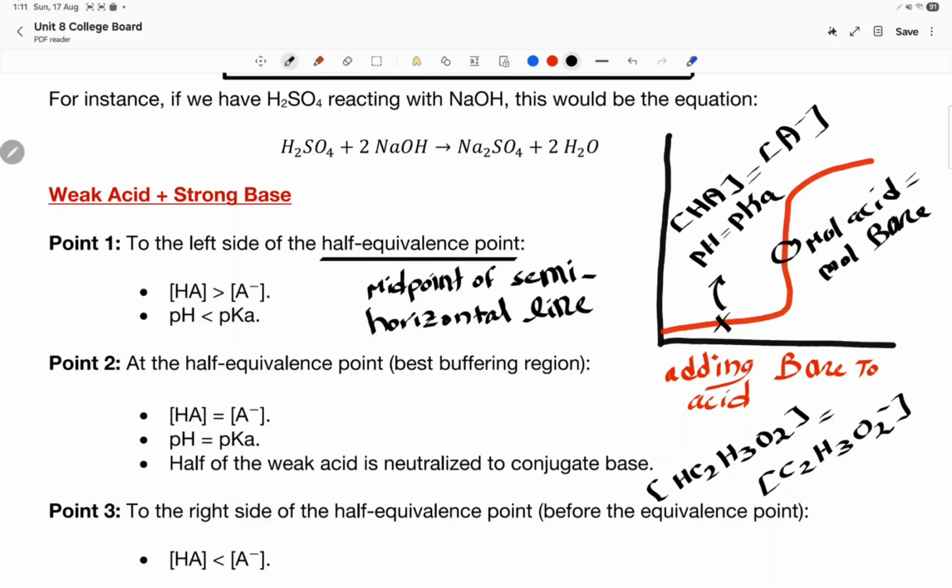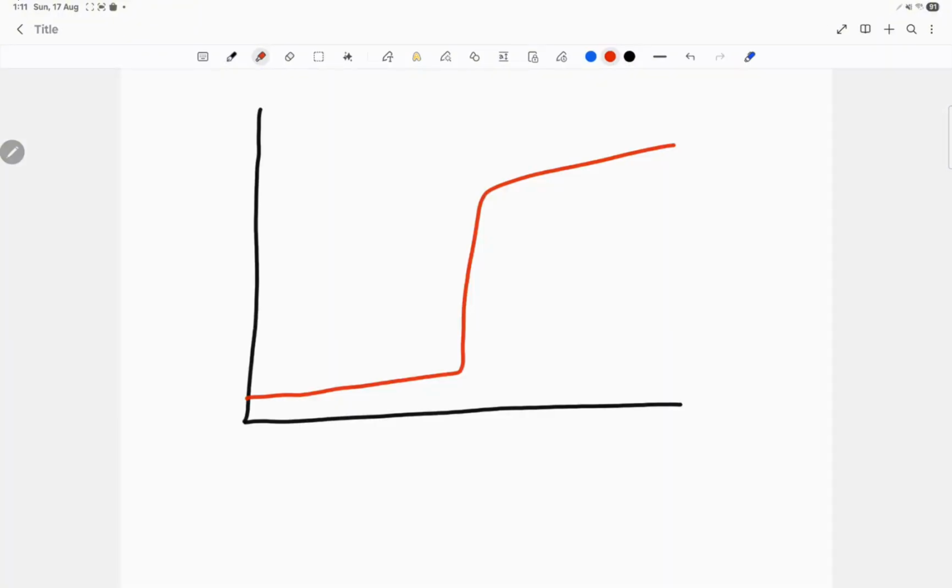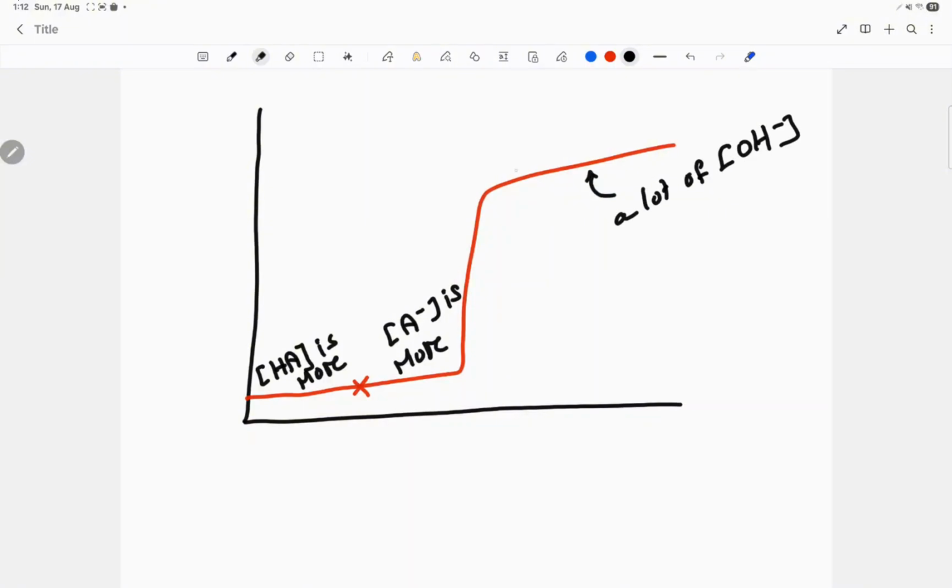Okay, let's explain to you more. So, that's the midpoint. On the left of it, the acid concentration is more. On the right of it, the conjugate base concentration is more. And toward the end, where the pH is very high, you have a lot of OH negative, because the pH may be jumping as much as the pH of 12, which indicates you have lots of hydroxide.